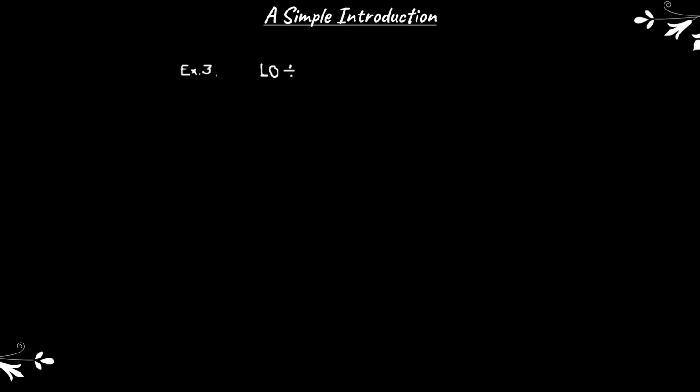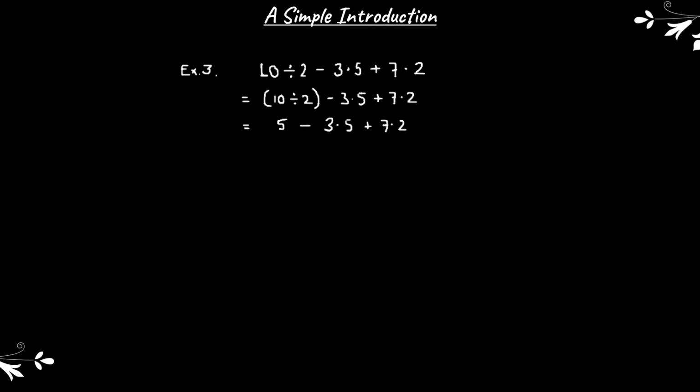So in problem number 3, we have 10 divided by 2 minus 3 times 5 plus 7 times 2. Same as before. So first we're going to divide 10 by 2, and we rewrite the rest of the terms. So here we are reading from left to right. So 10 divided by 2 is 5 minus 3 times 5 plus 7 times 2. We're going to again read from left to right. So we perform the multiplication.